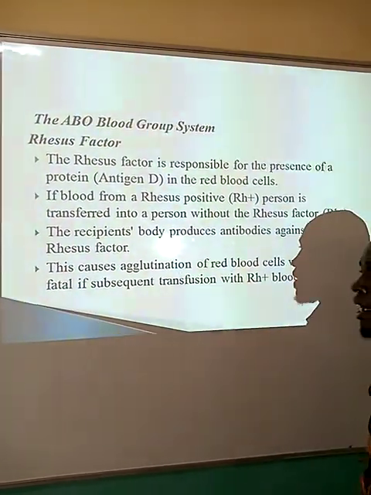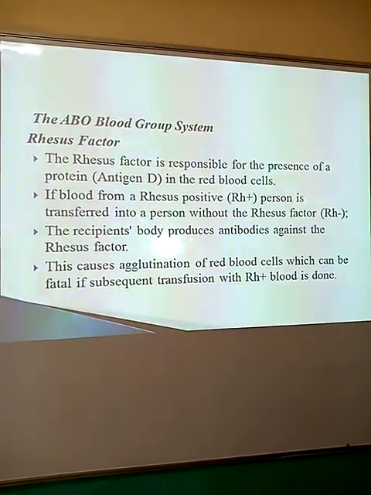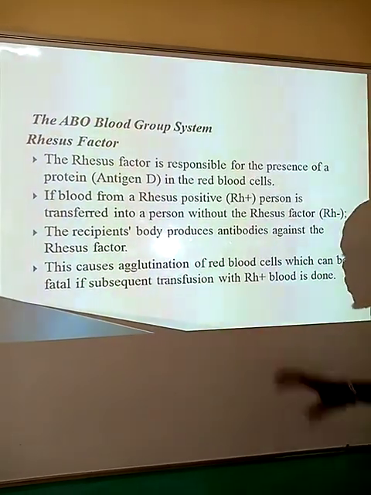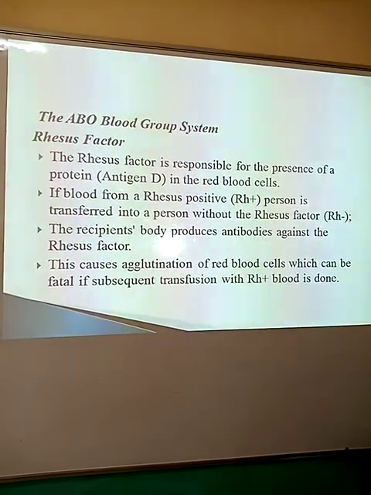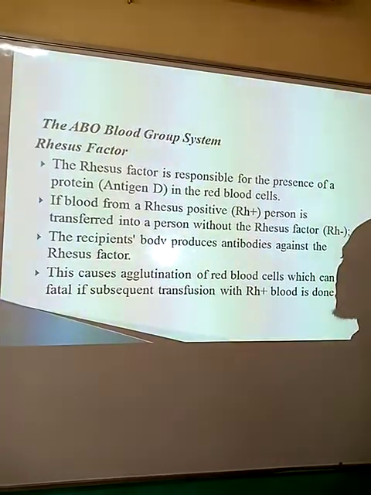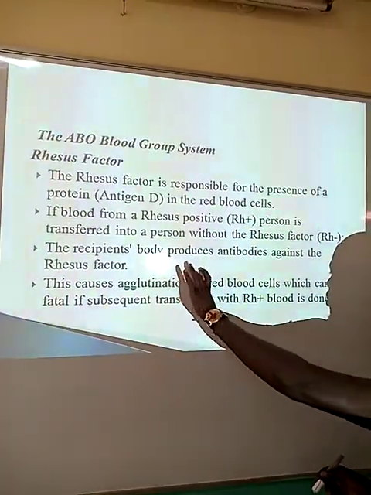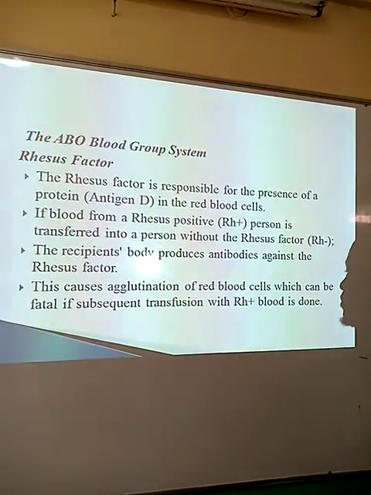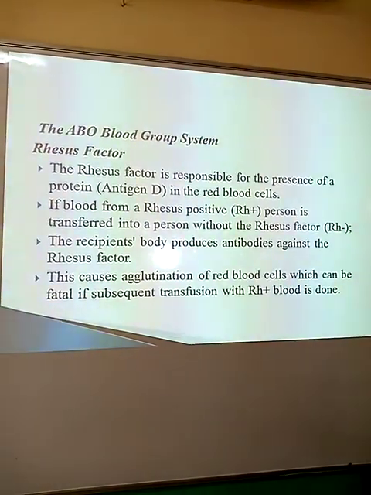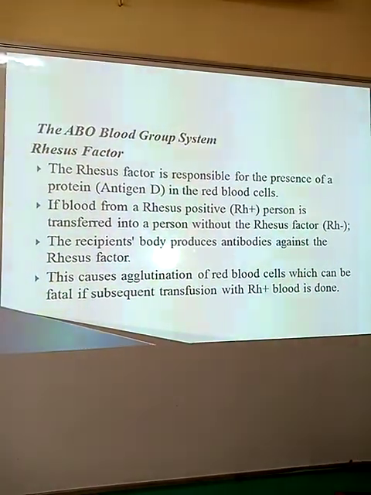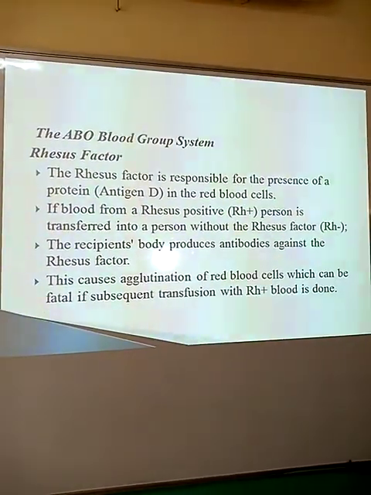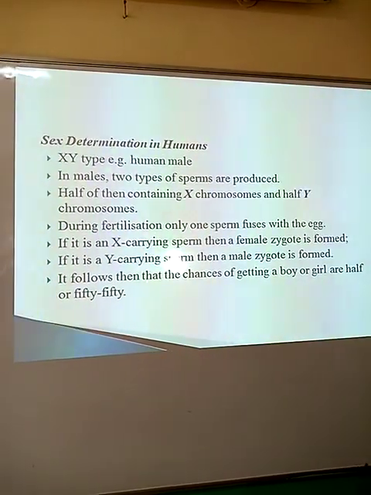This causes what we call agglutination of the red blood cells, which can be fatal if a subsequent transfusion is done. That is why we sometimes find that people have their first children surviving, but the subsequent children may not survive because of this antigen-antibody reaction interfering with the fetal red blood cells. Because it affects the fetus, we call the disease erythroblastosis fetalis, because it is affecting the fetal red blood cells.